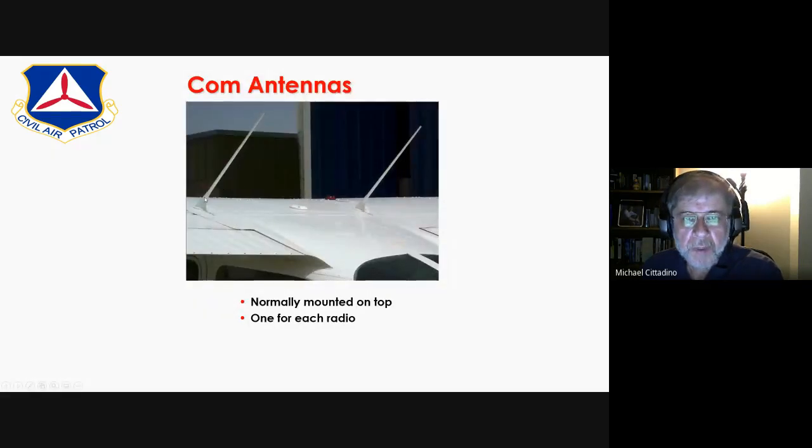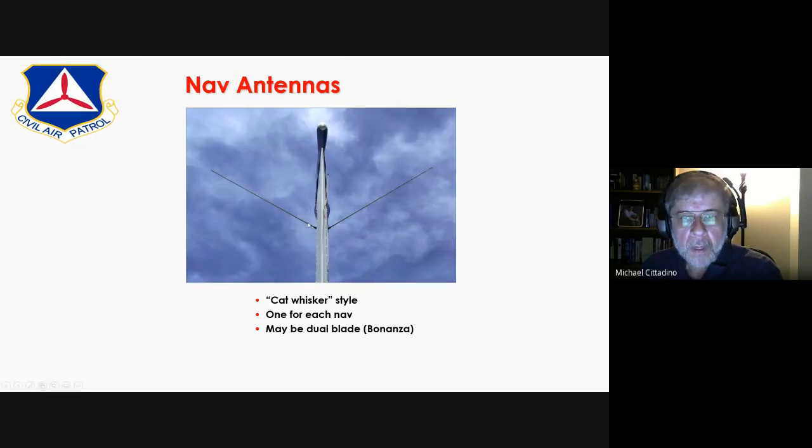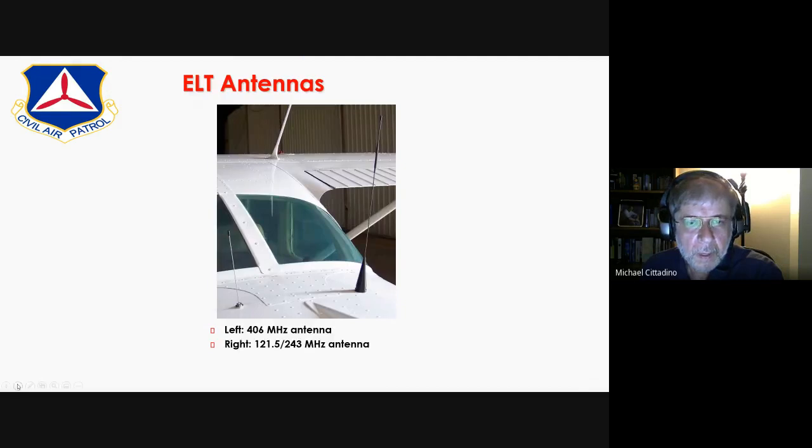And here's just a sample of the antennas that you would see on the aircraft for the communication radios. And this aircraft has 2 communication radios because we have 2 antennas. Typically, the antennas for the navigation radios are located off the vertical stabilizer in the tail of the aircraft. And again, we have a pair of navigation radios, so we have a pair of antennas. Additional antennas that may be present are the antennas for the emergency locator transmitters.